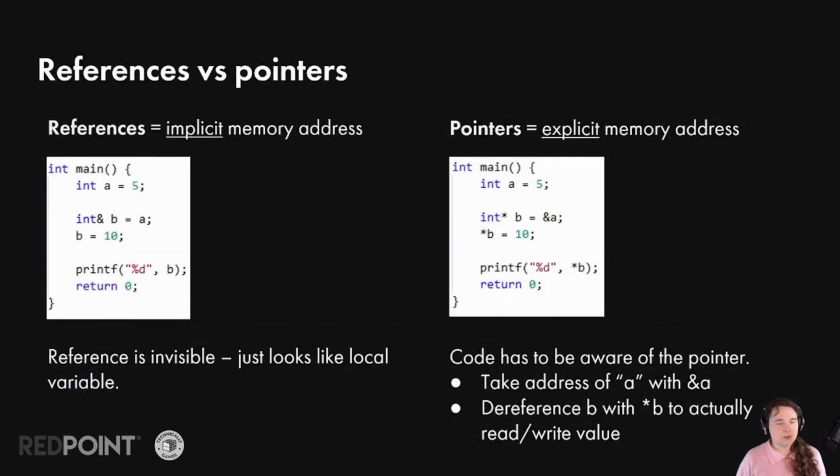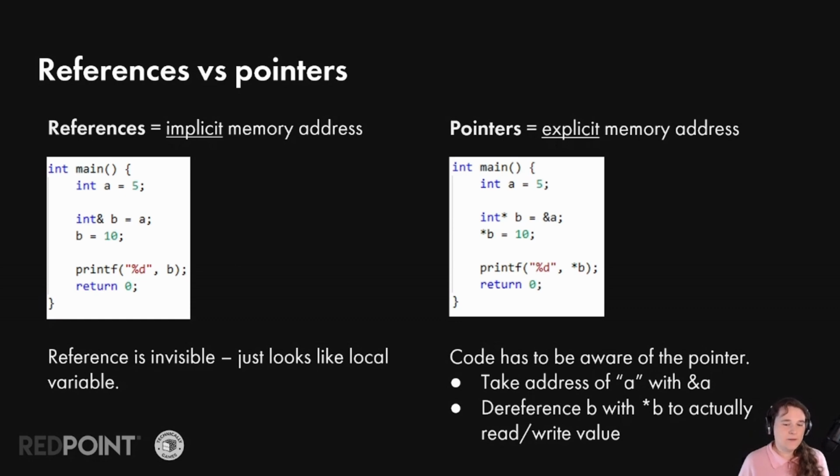And so the way I like to think of things is that references are like implicit memory addresses. It's invisible, it looks like a local variable or your parameter, and then your pointers are your explicit memory addresses. So this is where you actually see the pointer. You see that there is a memory address involved. If you want to take the memory address of something so you can assign it to a pointer, you need to use the address-of operator, which is also the AND symbol.